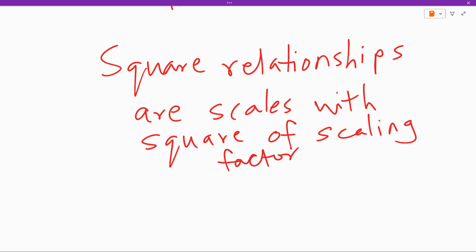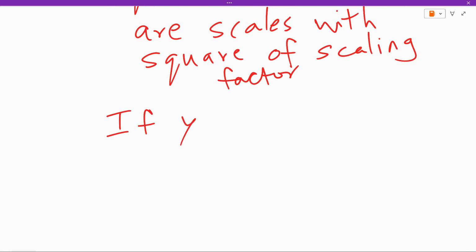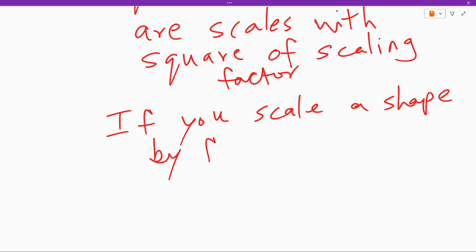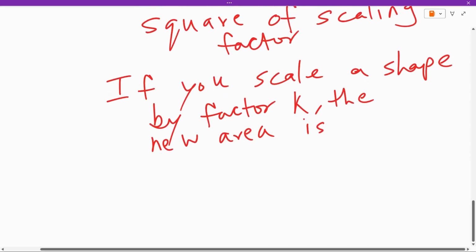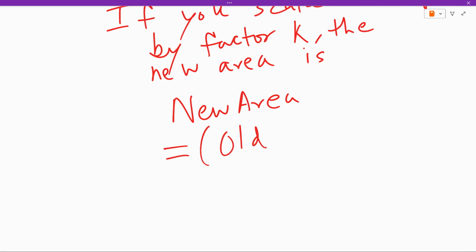So what does this mean? If you scale a shape by a factor of k, the new area is going to be, let's write the formula here, new area equals old area times k squared.